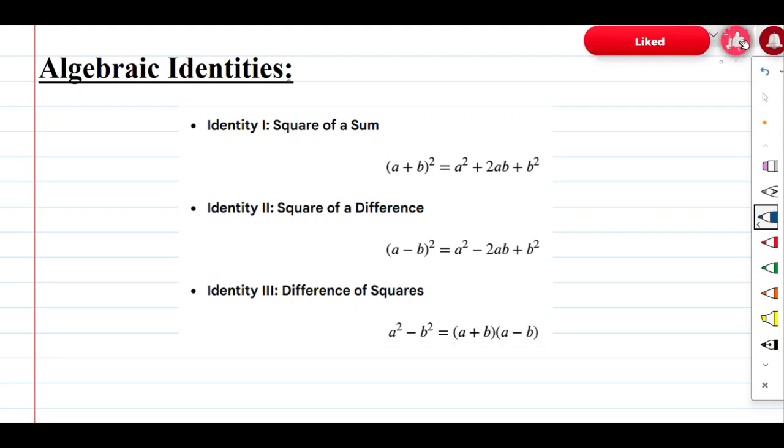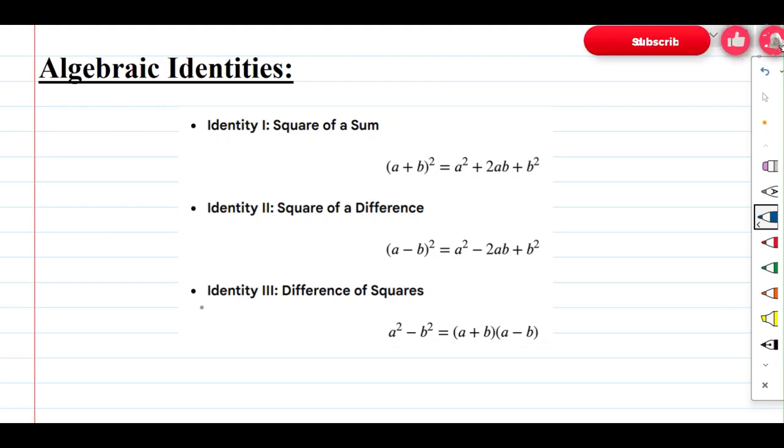Algebraic identities. Basically, there are three common algebraic identities. The first identity is the square of a sum: a plus b whole square is a square plus 2ab plus b square. The second identity is the square of a difference: a minus b whole square is a square minus 2ab plus b square. If you have a minus, this 2ab should be minus; plus 2ab is plus.